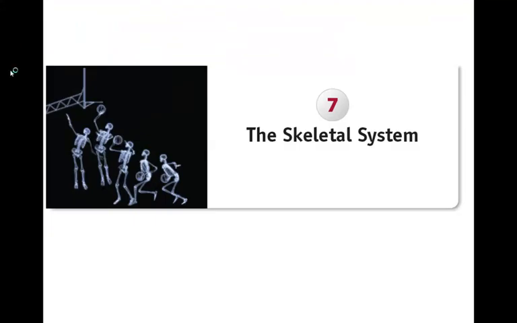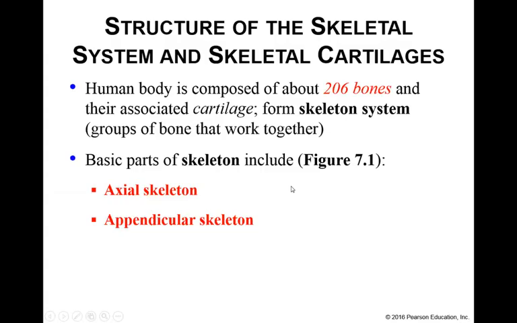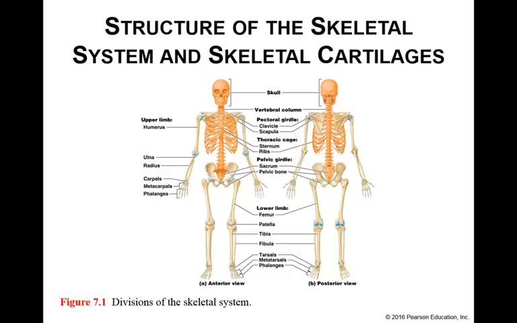Okay, so we are going to start the skeletal system, which is Chapter 7, and this is Lecture Video A. Our bodies contain roughly about 206 bones. They also, of course, have cartilage, and together this forms the skeletal system. Now, we have basically two different divisions of the skeleton. We have the axial skeleton and we have the appendicular skeleton.